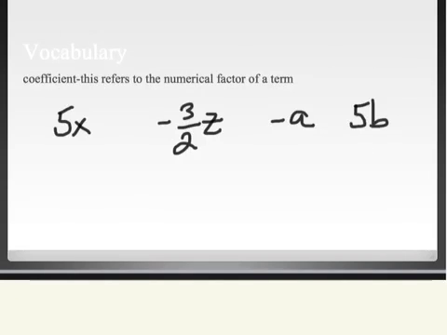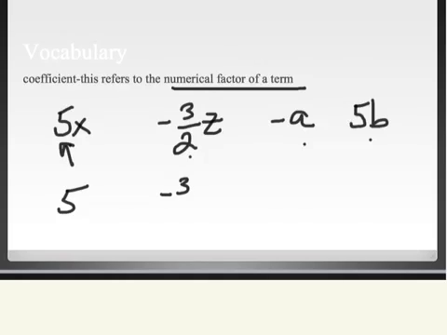The word coefficient is one that we've used before, and really it is the number that is being multiplied by a variable. The definition says this refers to the numerical factor of a term. So each of these can be considered individual terms. What's the number that's being multiplied here? What is the numerical part? And that is 5 in this case. So the coefficient is 5 here.